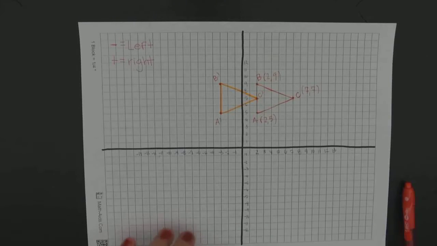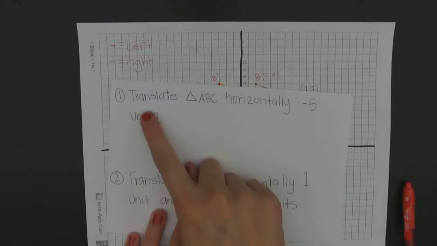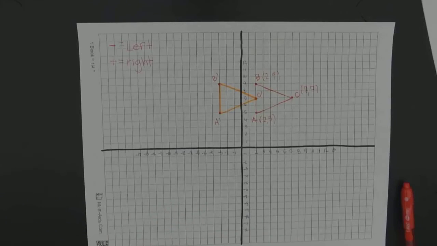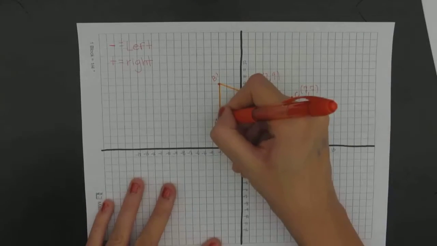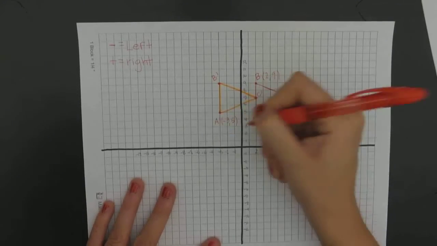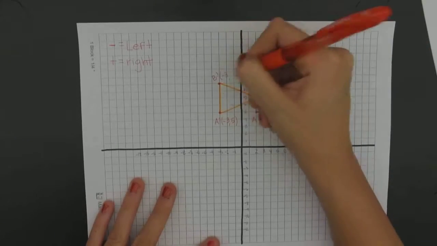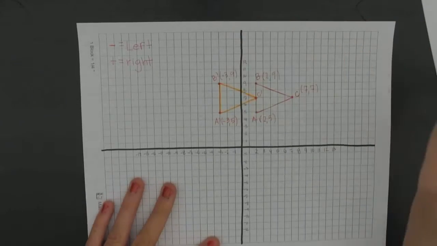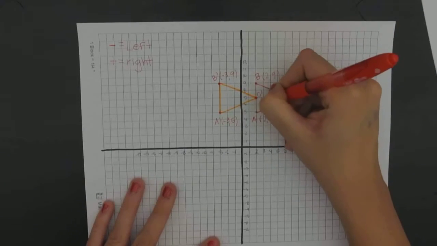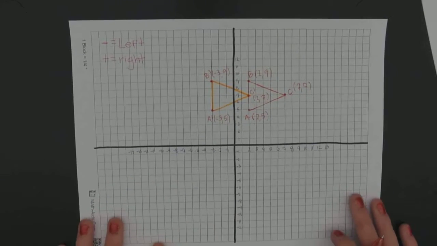So again, I have just taken triangle ABC and I translated it horizontally -5 units, or moved it to the left 5. Okay, I am going to label all of my points really quick. A prime right here is at -3, 5. B prime up here is at -3, 9, and then C prime right here is at 2, 7. Cool. All right, so I've done that one.